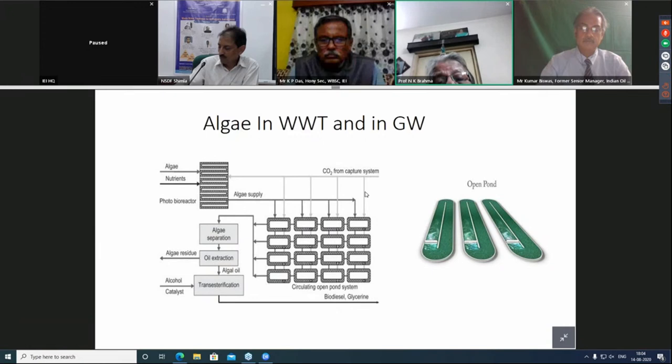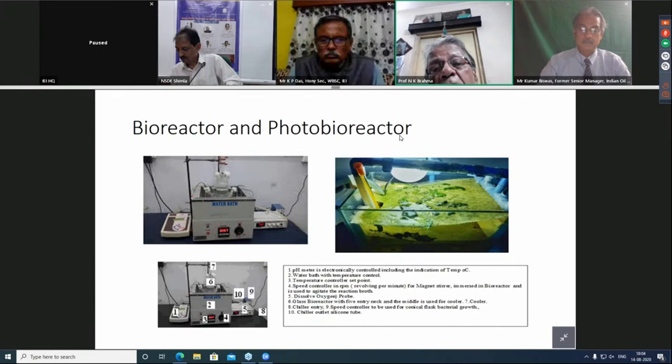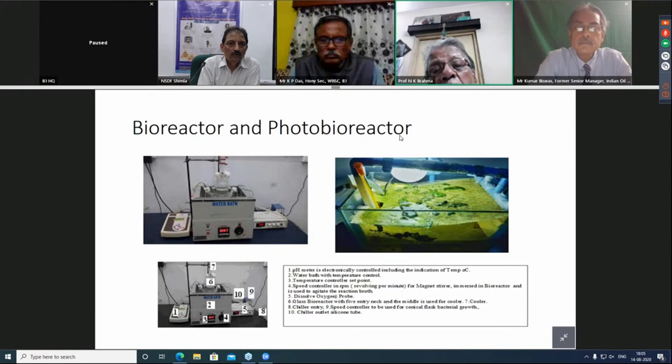Yeah. So this is the bioreactor that I have designed. On the left side, you can see the bioreactor I have designed. And second is the photobioreactor that my student and I also designed, or so-called he has developed. It is a very innovative concept of photobioreactor design. His name, I can mention, is Aninda Mahapatra.